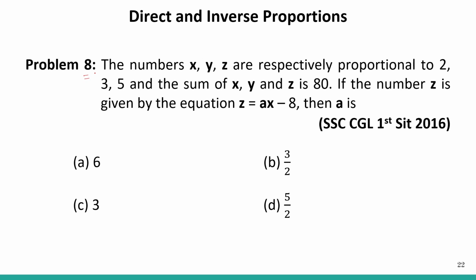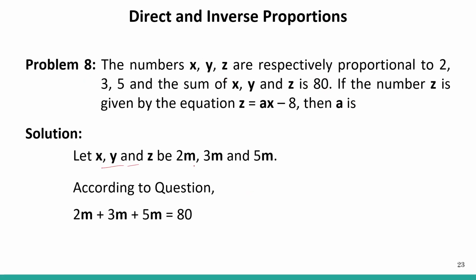Let's go forward for question number 8. Let the numbers x, y, z be respectively proportional to 2, 3 and 5. So the sum of x, y and z is 80, right? If the number z is given by the equation z = ax − 8, then a is what? 6, 3, 3 by 2 or 5 by 2. So this question has been covered in SSC CGL first sitting 2016 exam. Let's see which one among these four is a probable correct answer.